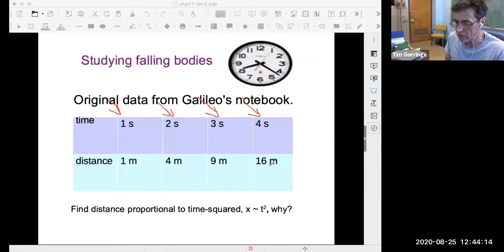And so that was his data. This was his experiment. This was his data. This was a breakthrough event in physics, a breakthrough event in science to actually do an experiment.